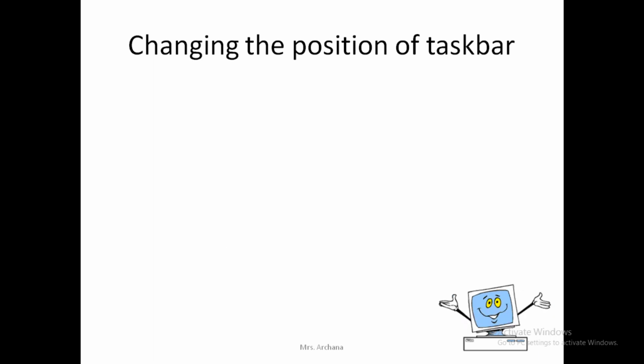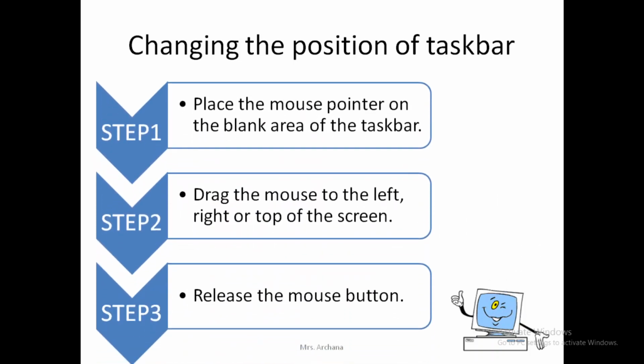Then, changing the position of the taskbar. These are the steps you have to follow to change the position of the taskbar. Generally we find the taskbar at the bottom of the desktop screen. Suppose you want to move the taskbar to the left, right, up or down. Then what are the steps you have to follow? That only I will tell you now.